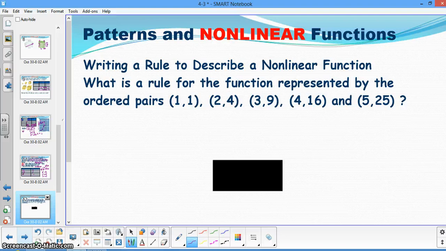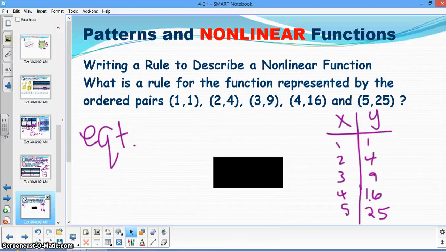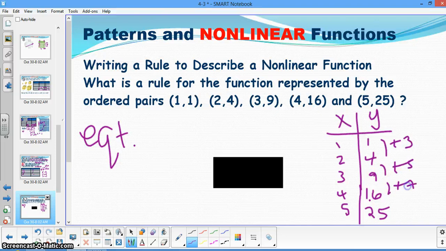What about this one? What is a rule or equation for the function that represents this ordered pair? Take a moment and try to figure it out. All right, so I've already made my table because that's step 1. The second step is to look for a pattern. I really don't see a pattern. I mean, it changed by 3, then by 5, then by 7, then by what, 9? So I see that it's increasing. It is constant, so I could assume the next one is increasing by 11. So I see a pattern.